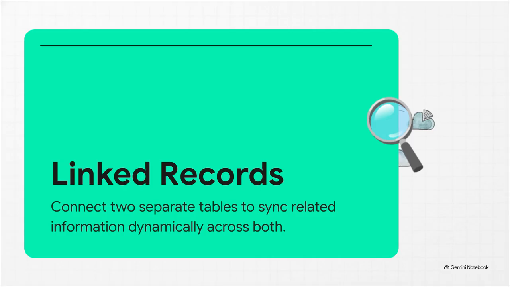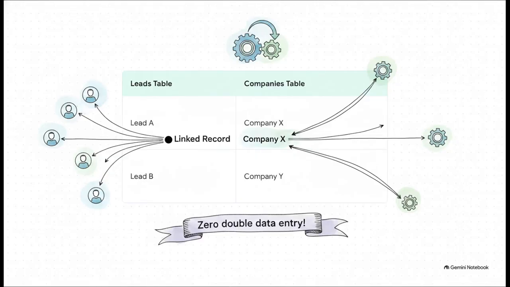Let me ask you a question. Have you ever had to update a client's email address or phone number in 5 different spreadsheet tabs, just praying you didn't miss one? Imagine having a list of hit songs without knowing the artists, or a list of leads without their company information attached. Having separate, disconnected lists is a confusing mess that we are officially leaving in the past. Linked records allow you to connect 2 separate tables together, syncing related information dynamically so they essentially act as a single source of truth. Step by step, here's exactly how you do it.